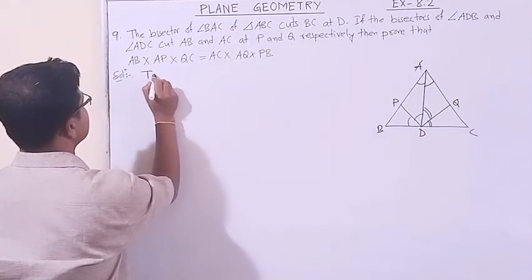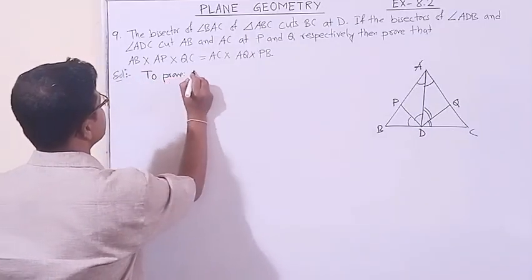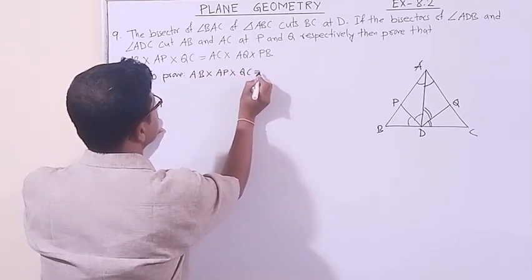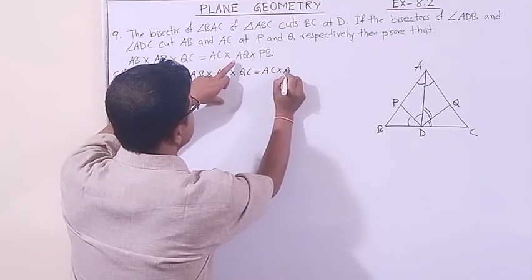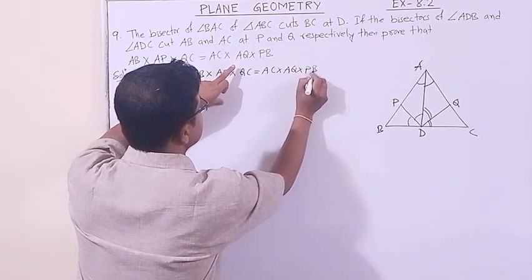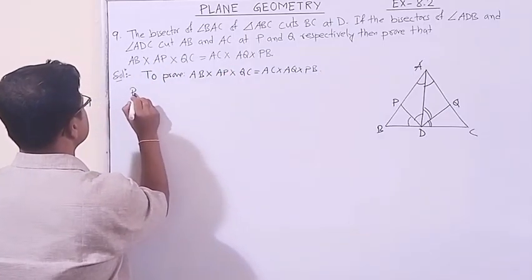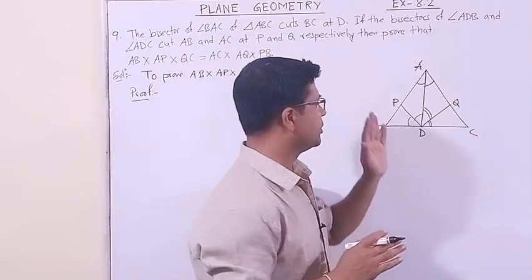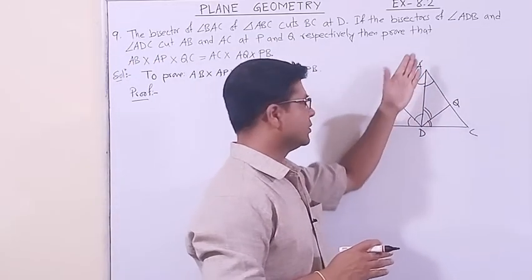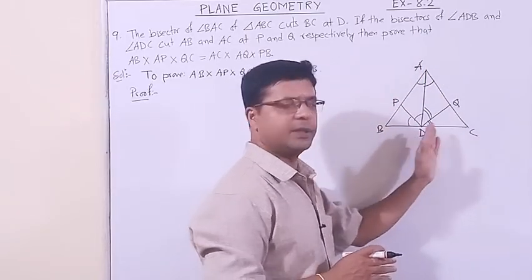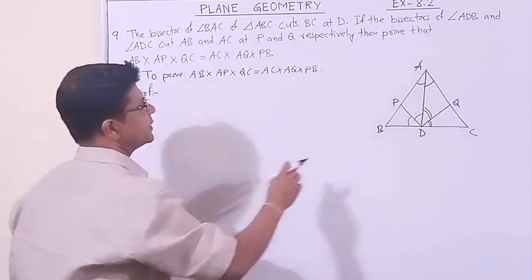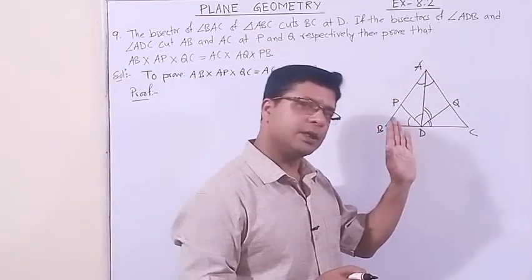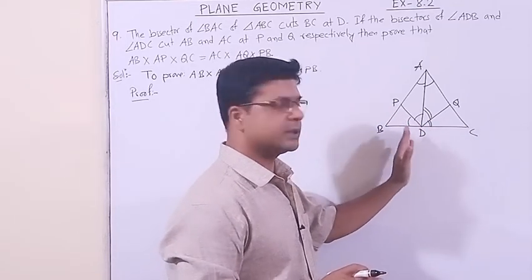Let us start with what we have to prove. We have to prove AB into AP into QC is equal to AC into AQ into PB. Now let us start the proof part. The proof part is very simple. We just have to use the property that this line bisects this angle, so AB by AC is equal to BD by DC. There are three angle bisectors. We shall use the same theorem or property three times.